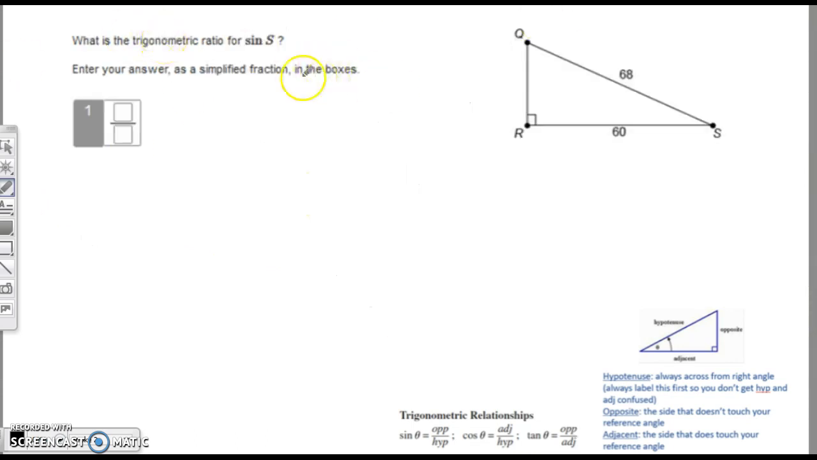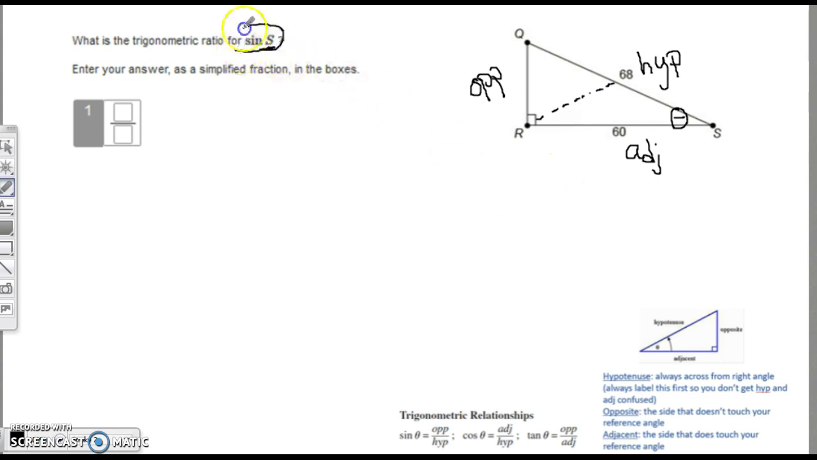What is the trig ratio for the sine of angle S? Now, I added in the word angle, but remember, anytime it says sine S or cosine or whatever, that letter there represents the reference angle. So my reference angle is S. Now I need to label my sides. Always label the hypotenuse first. So find that 90-degree angle, go straight across from it. The adjacent touches the reference angle, so this side's adjacent. And the opposite is across from it.